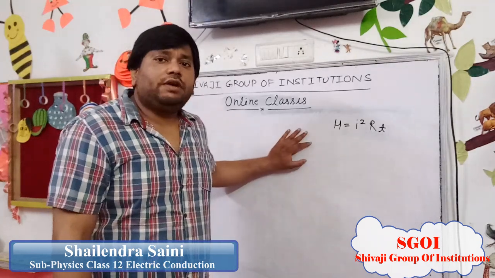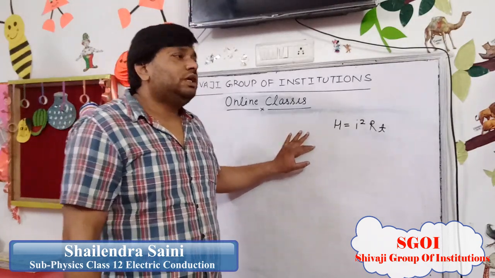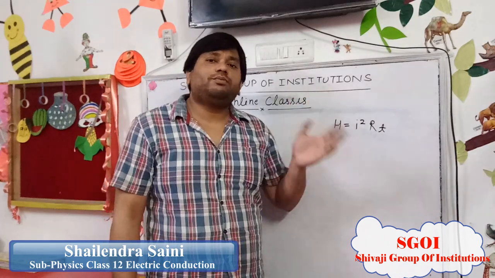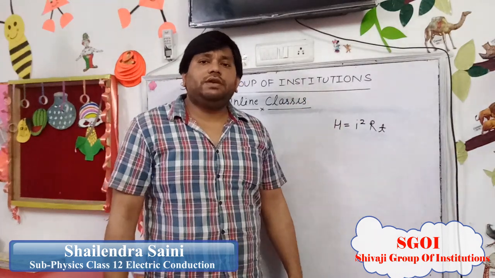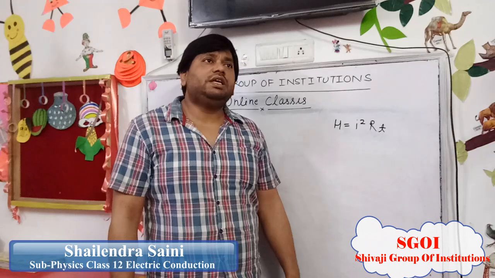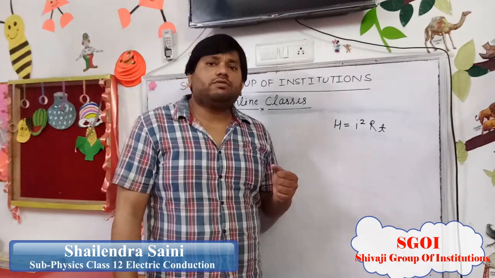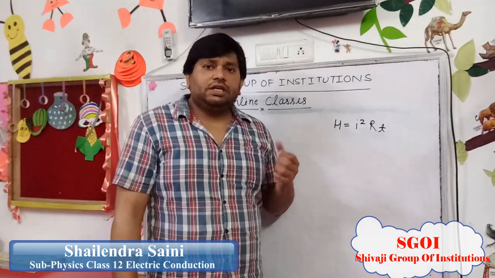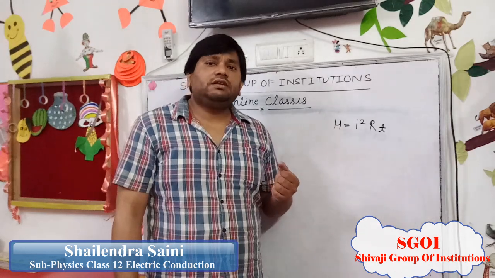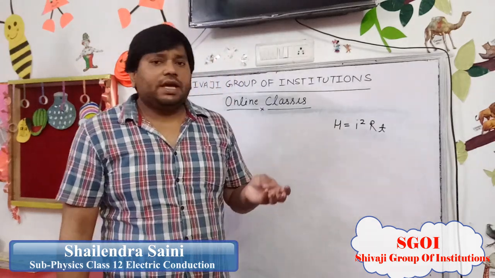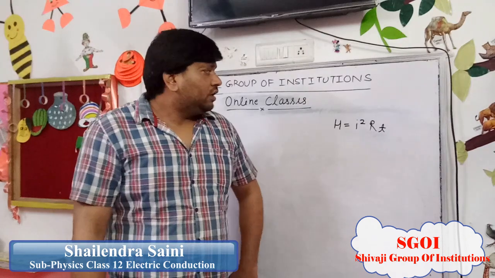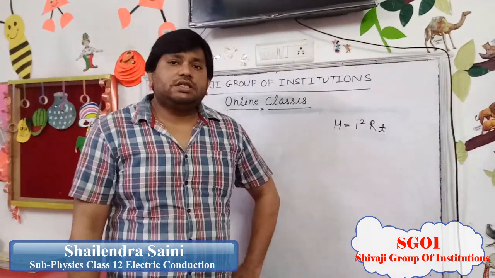Second is large value resistance. When we have to stop the current from flowing from one point to another, at that place we require a large value resistance. The materials used for large value resistance are insulators, such as bakelite, mica, etc. And the third one is medium value resistance.